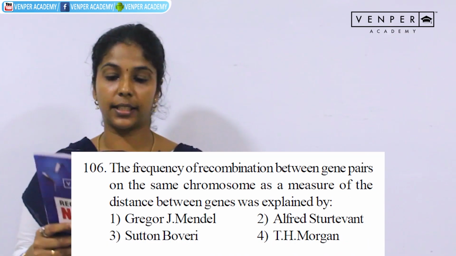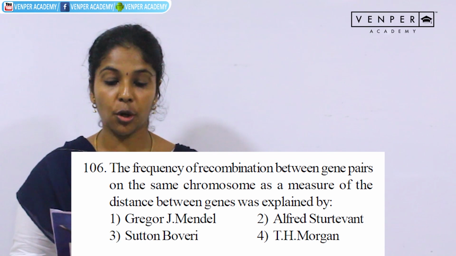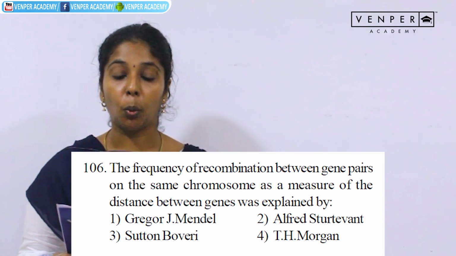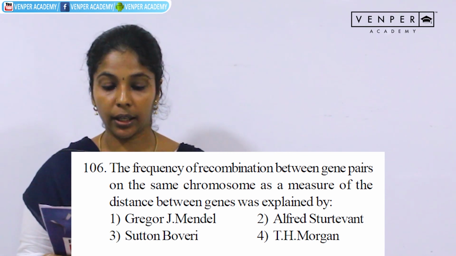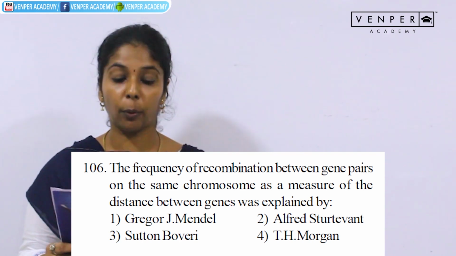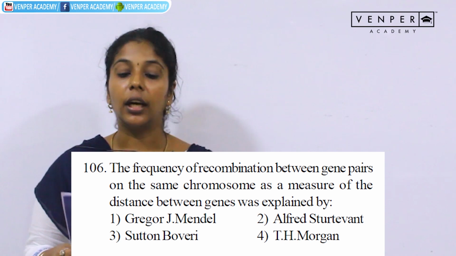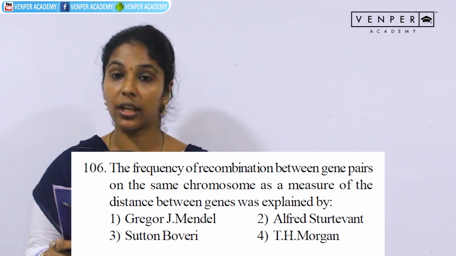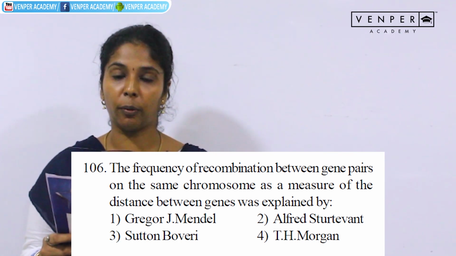Question number 106. The frequency of recombination between gene pairs on the same chromosome as a measure of the distance between genes was explained by option 1 Gregor J. Mendel, option 2 Alfred Sturtevant, option 3 Sutton Boveri, option 4 T.H. Morgan. The frequency of recombination between gene pairs on the same chromosome, which is called a genetic map, was explained by Alfred Sturtevant.